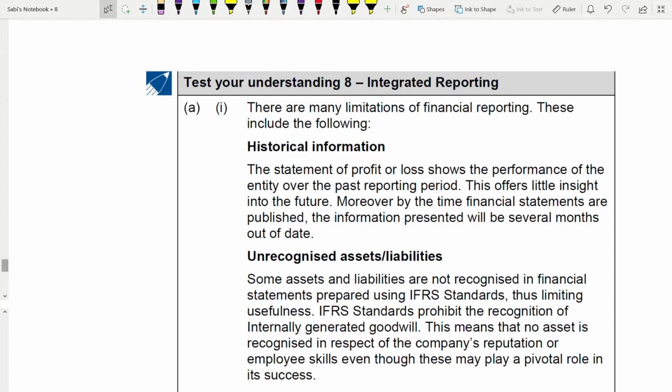I'm not going to read the answer line by line, but I'm going to explain what is there under each point. First, one limitation is that it is historical information. Number one, this order you can write in any way. It's just an answer. You can write it in any order. That's okay.